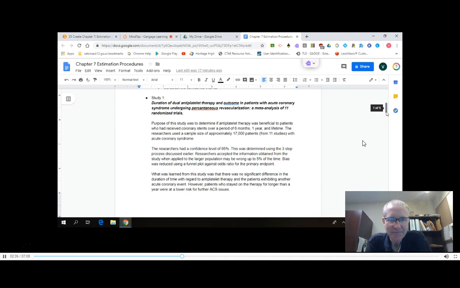The purpose of this study was to determine if antiplatelet therapy was beneficial to patients who had received coronary stents over a period of time, specifically 6 months, then a year, and then a lifetime. The researchers used a sample size of about 17,000 patients, collected from a total of 11 studies of individuals with acute coronary syndrome. The confidence level was set at 95%, determined using the 3-step process we talked about earlier. The researchers accepted that the information obtained, when applied to the larger population, would probably have a 5% possibility of being incorrect.